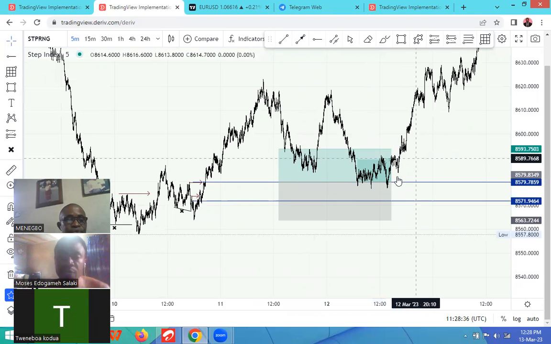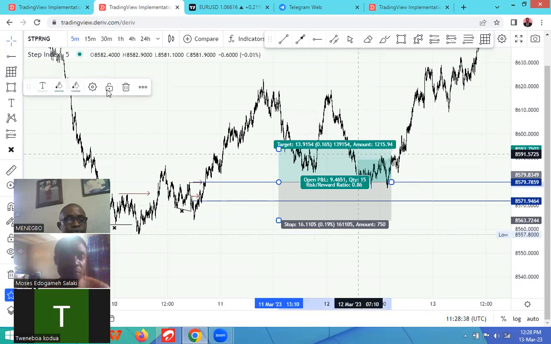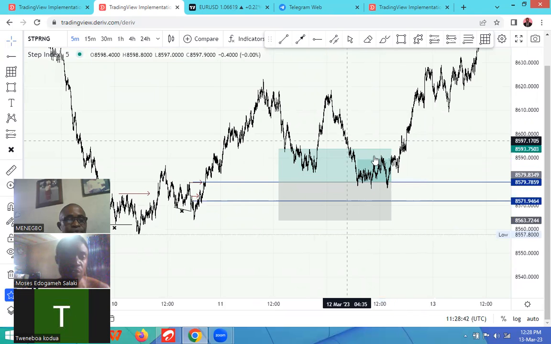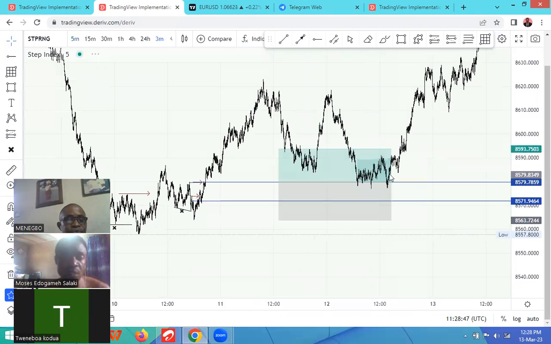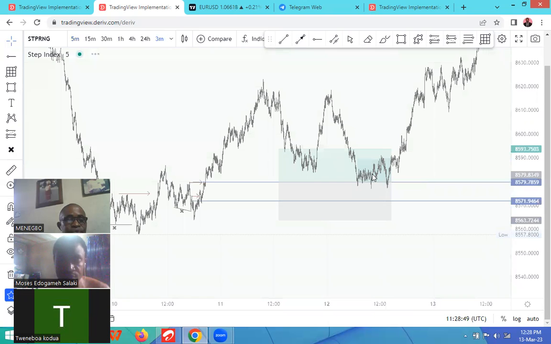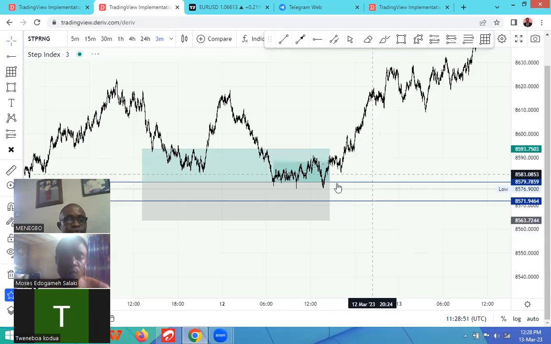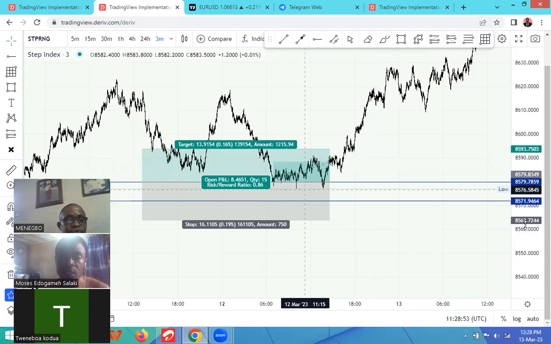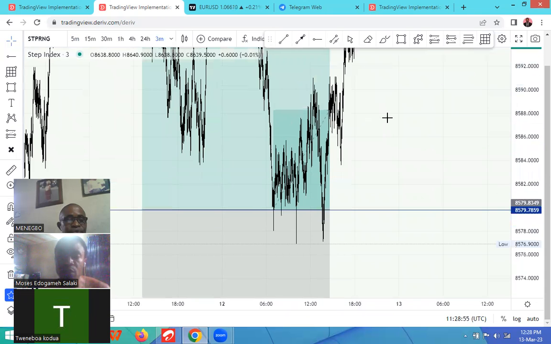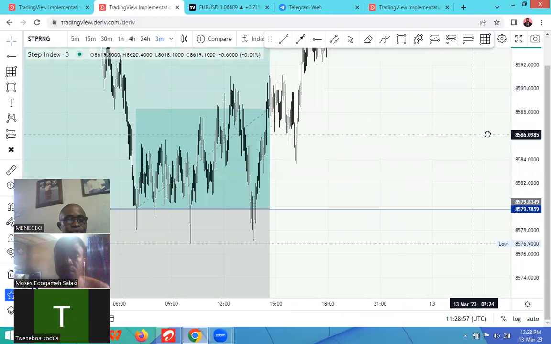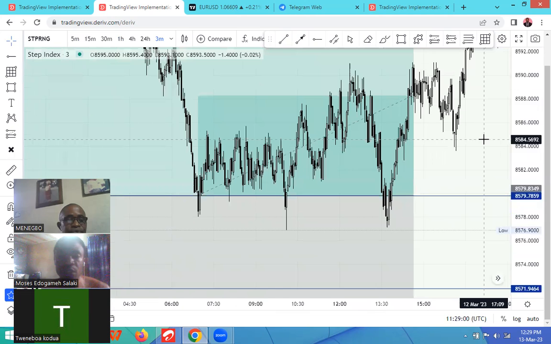Now that price came to this place, what I would have done if I didn't want to set my limit, I will wait for another 1 minute break of structure or 3 minutes. So if I come to 3 minutes at this place, let's see whether we got a 3 minutes break of structure here. Let me zoom it out like this. So this is that point. Can you see the break of structure?